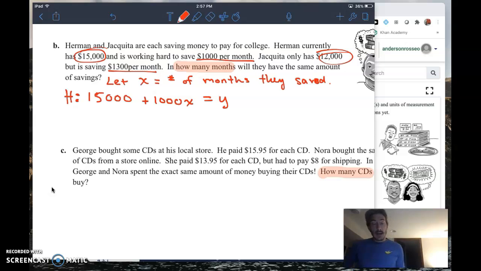I could do the exact same thing for Jaquetta, J for Jaquetta. P.S. H and J are not variables. They are simply identifiers letting you know who's who there. Jaquetta starts with a beginning balance of $12,000, sorry, definitely very different than $1,200. And she's saving $1,300 a month. And we'll let this equal her total as well.